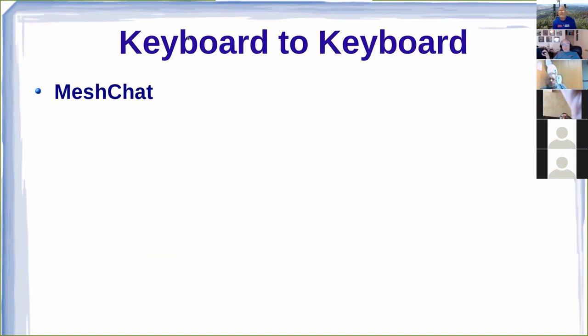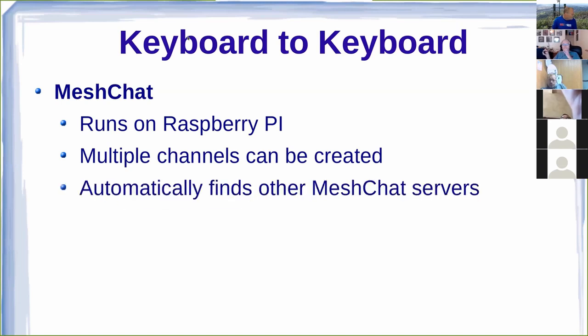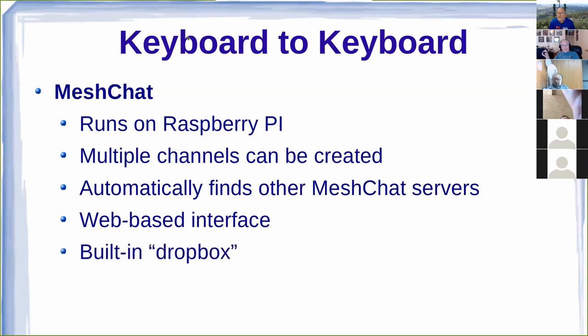One of the popular applications is called Mesh Chat. It runs on a Raspberry Pi, and you can create multiple channels so you can go off and talk privately. It will find other Mesh Chat servers and sync up with them. That's a good thing if you've got, I don't know, half a dozen of them spread across 100 square miles. You can connect to the closest one and talk with other people. It has a web-based interface, so there's no application to install. And it has a built-in Dropbox for file storage. You can upload a file and anyone else can download it.